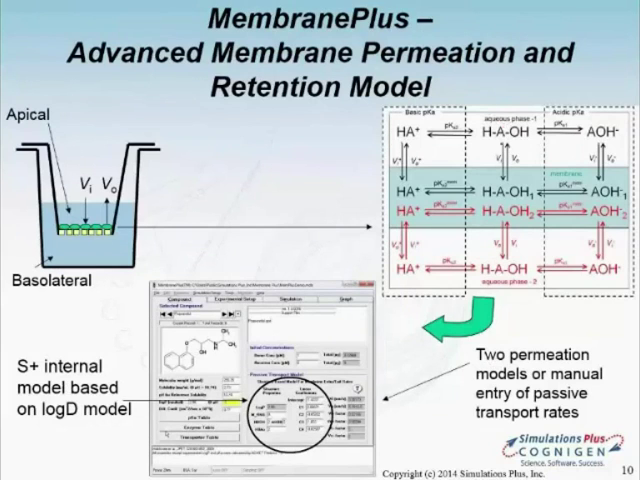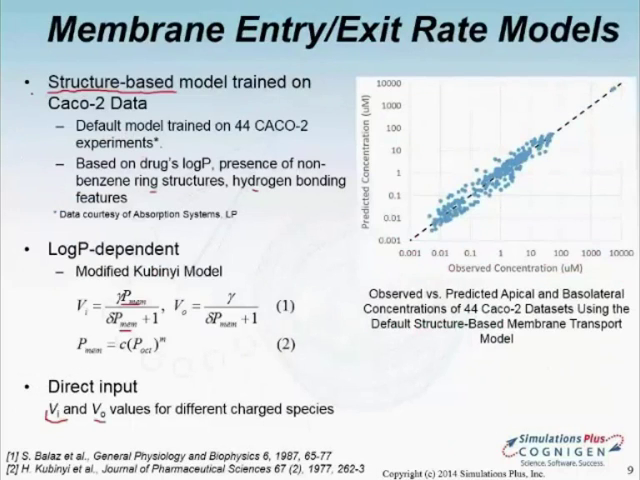Of course, it's not only about entry and exit rates of neutral molecules. We do account also for the entry and exit rates of charged molecules to the membrane. As you would all expect, the charged molecules will have much lower entry rates and possibly higher exit rates than the neutral molecules, and we are accounting for those as well. So these built-in models do include calculation of the entry and exit rates for the charged molecules as well.